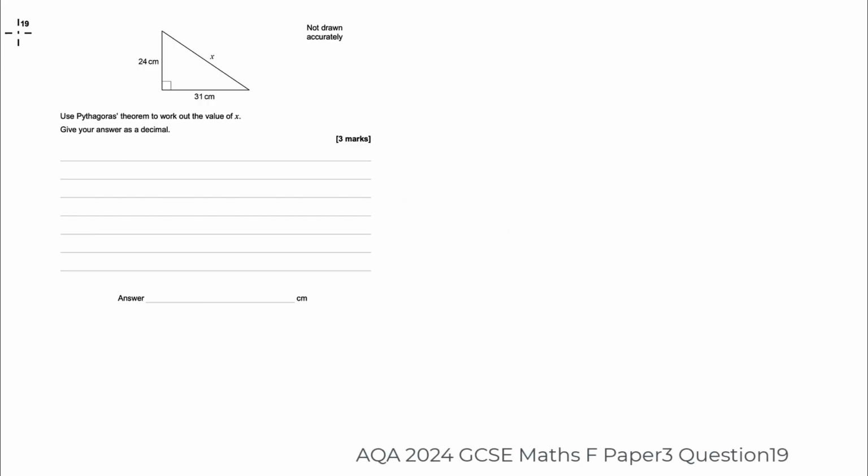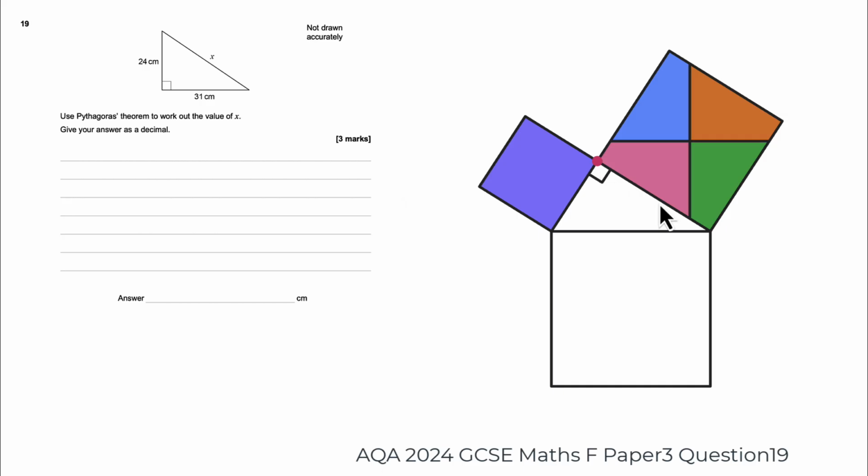So here we have question 19, and we're given a right-angled triangle, and we have to use Pythagoras' theorem to work out the value of this hypotenuse, the length of this large side opposite the right angle in this triangle. Now, let's remind ourselves what Pythagoras' theorem is all about. So here we have a right-angled triangle. There's the right angle, the two shorter sides, and then the side opposite being the hypotenuse.